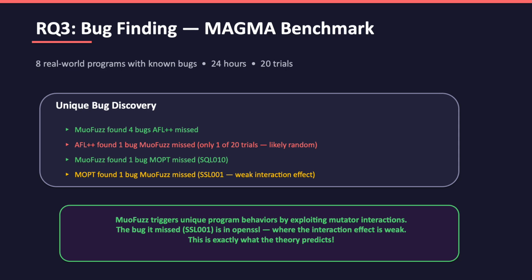The differences in average unique bugs per trial aren't statistically significant, which the authors honestly report. This is a limitation, but the pattern of unique bug discovery, MoFuzz triggering different program behaviors, suggests that exploiting the interaction effect does something qualitatively different from just optimizing individual mutator probabilities.